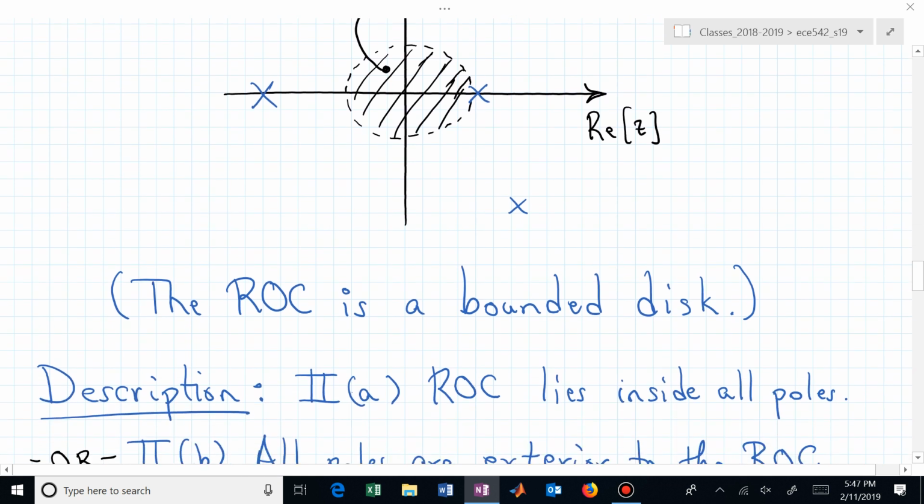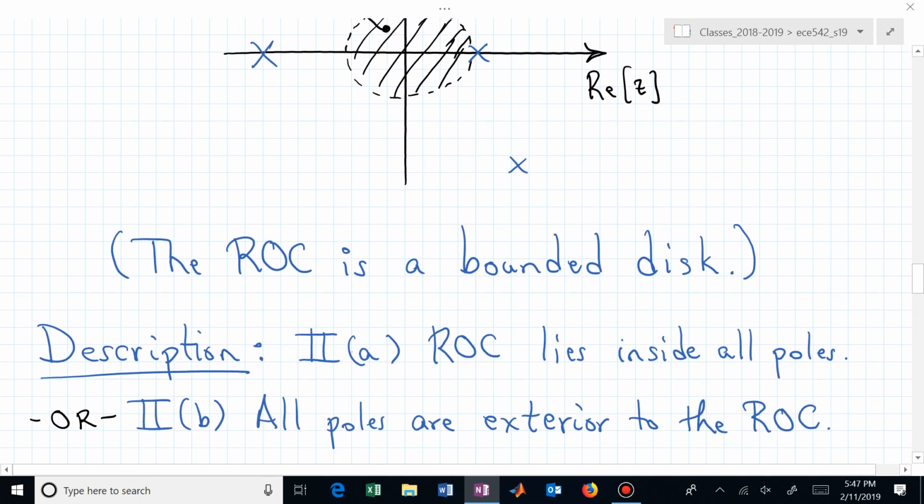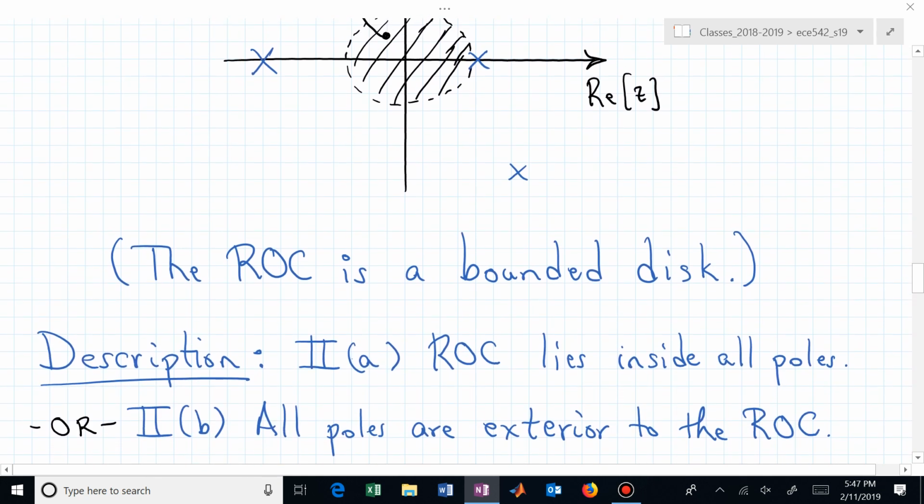How will I describe this one? Hopefully it's believable in terms of the wording. Here, the description says that the region of convergence lies inside all the poles. Or another way to say it is all poles are exterior to the region of convergence. Whichever description makes the most sense to you, that's what you should keep in mind with pattern number 2.